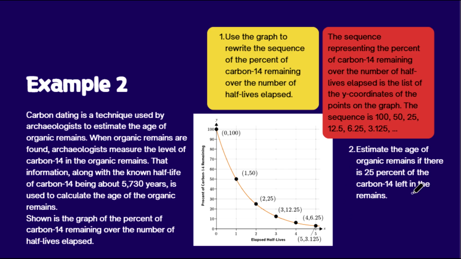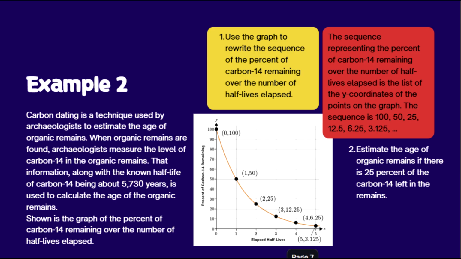Now, the next thing it wants us to do is estimate the age of organic remains if there is 25% of the carbon-14 left in the remains. Okay, so we're going to come over here to the percentage. We're going to find 25%, which is going to be right there. Oh, look at that. It gives us our answer right there. It tells us that we're going to be at 2 half-lives. Okay, there's going to be 25% of the carbon-14 left.